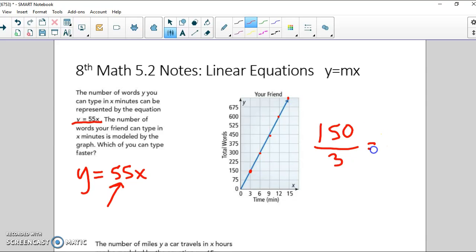So if I reduce this, I know that 150 divided by 3 is 50. So my friend's typing rate is 50 words per minute, while mine is 55. So I can type faster than my friend.